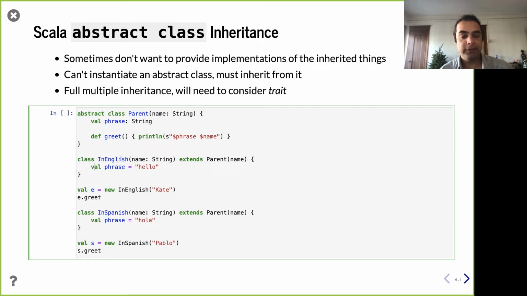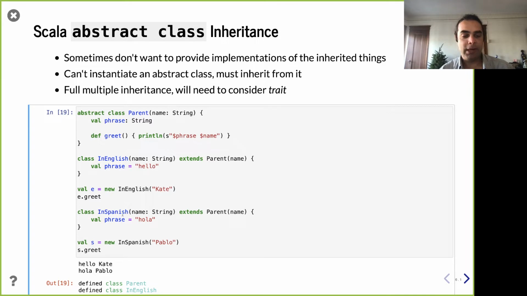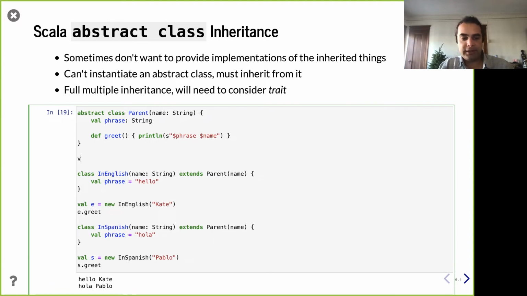So we can go ahead and define hello, and then once again do the same thing as we did before. We get hello Kate and hola Pablo. In this case, we have two child classes that both inherit from parent, and as you can see, they change the value of this field. They still have their own internal field for their name, etc., right?